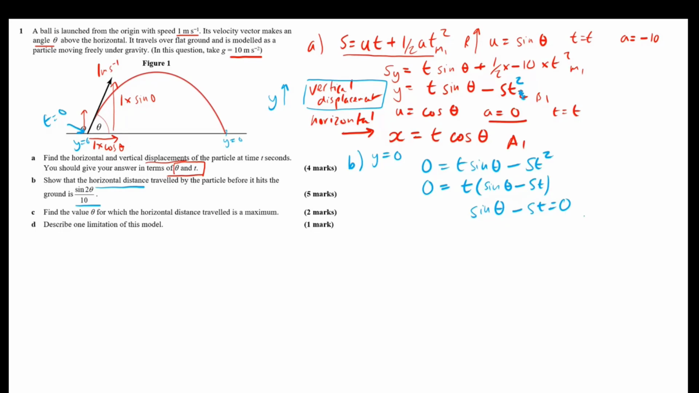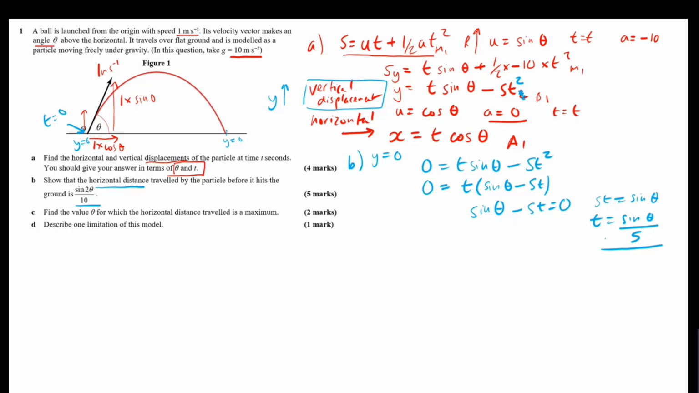So what we get is 5t equals 5 sine theta, plus 5t to both sides. So t equals sine theta over 5. So this is the time that it takes for when it hits the ground.